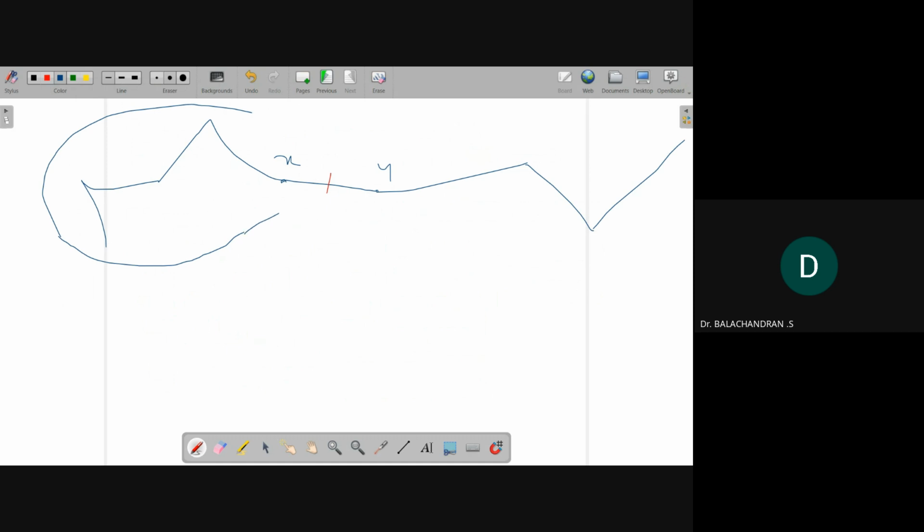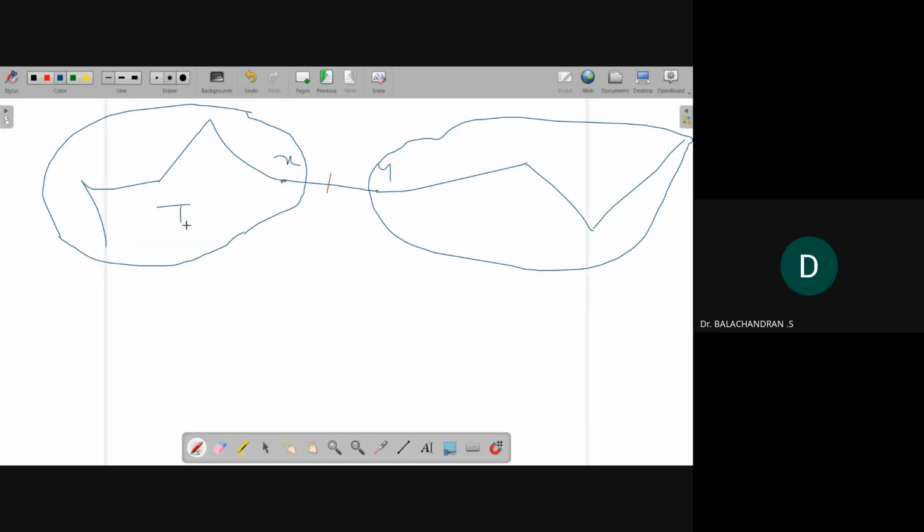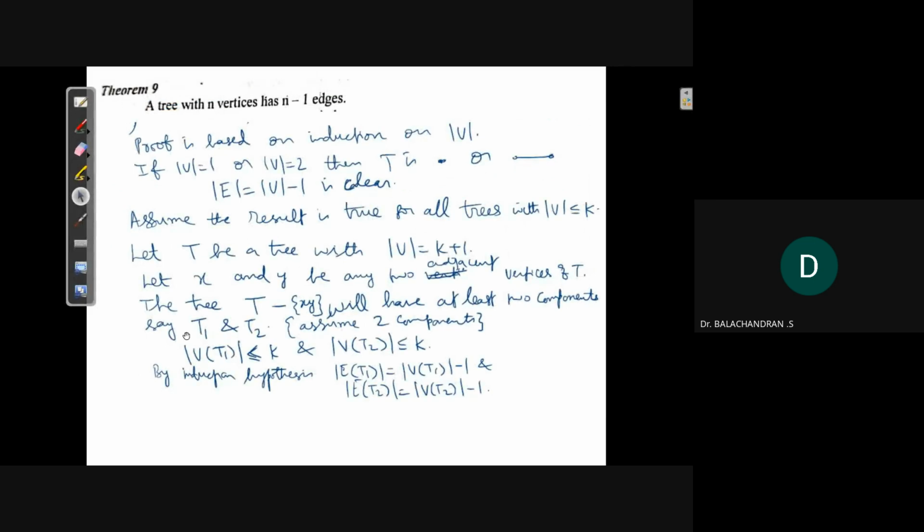Removing this edge, you will get the component containing x. Similarly, we get another component containing the vertex y. So I removed this edge. I call the first component T1, and the second component T2. This is connected, and also this is a tree. So there are two components.